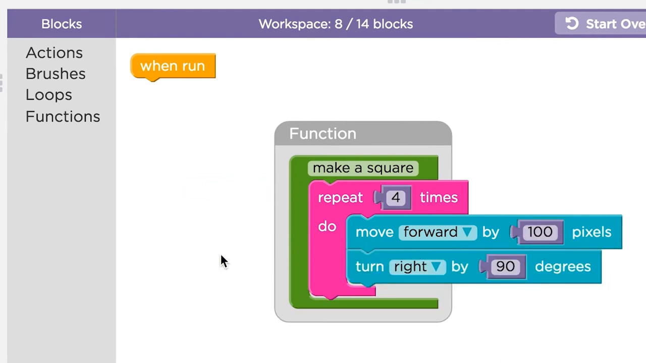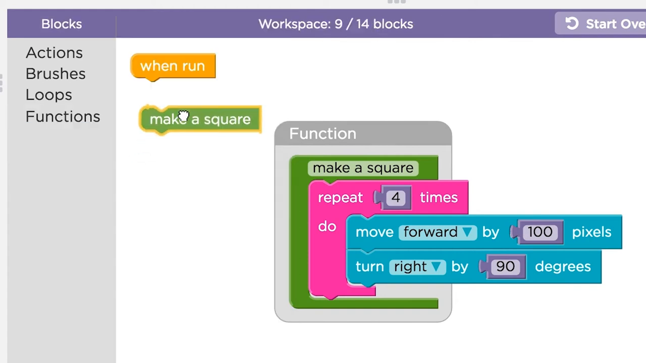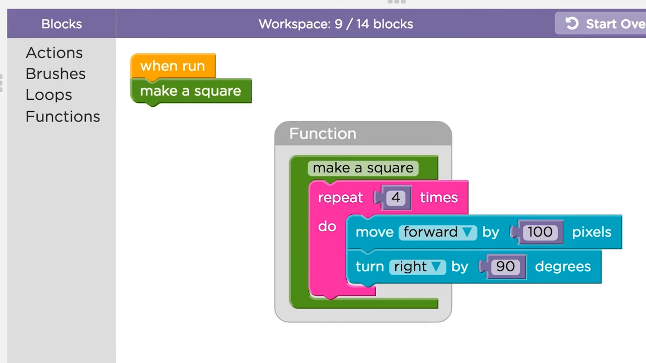With our function created, you can see that a new make a square block appears under the functions label in the toolbox so that we can actually use or call our created function from our program. This is an important step that's easy to forget. Okay, time to continue on and get creative with your own functions.